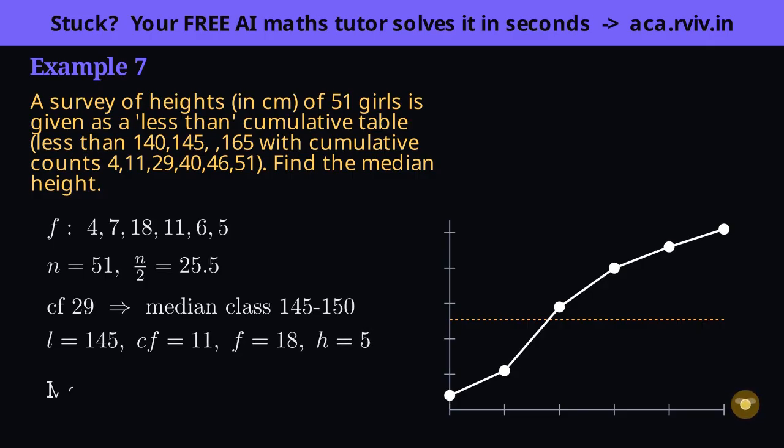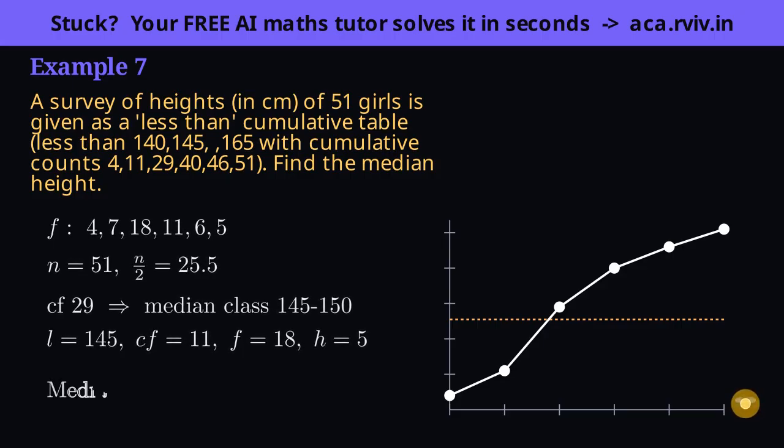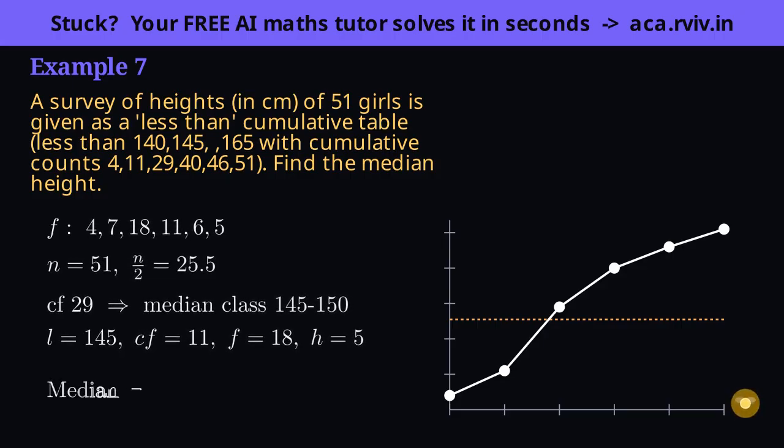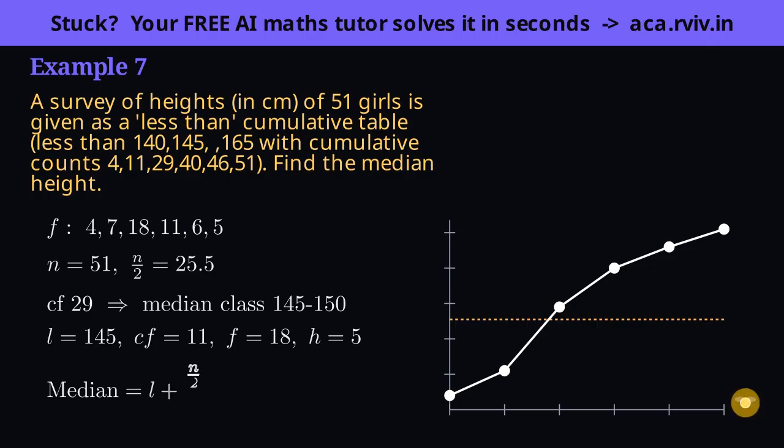Here's the median formula, and every piece has a meaning. We start at the lower limit L, then walk forward. How far? The fraction n over 2 minus Cf tells us how many more readings we need past the class boundary, and dividing by f spreads them evenly across the class. That's the straight line part of the ogive.